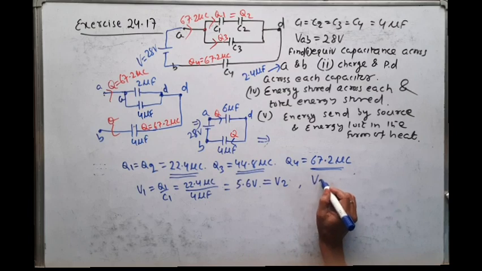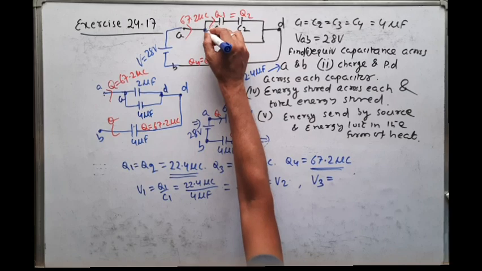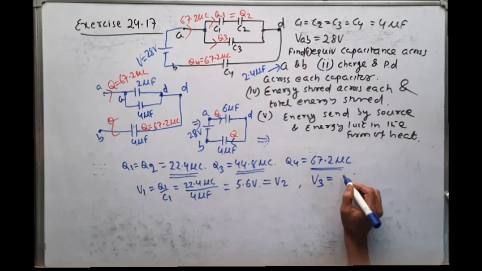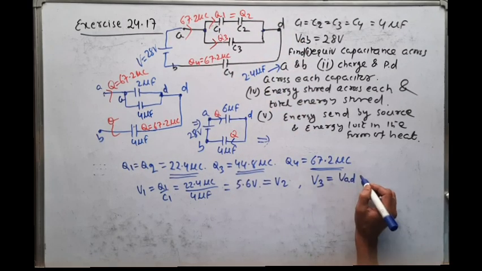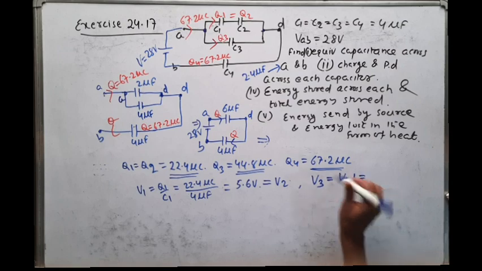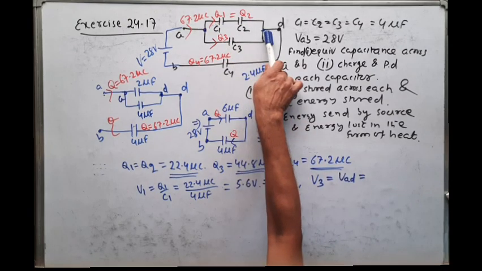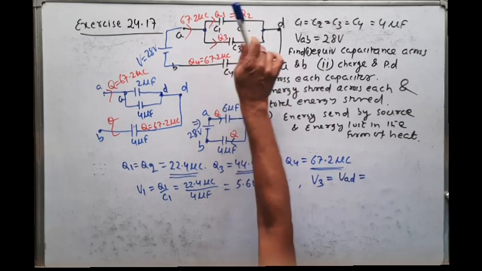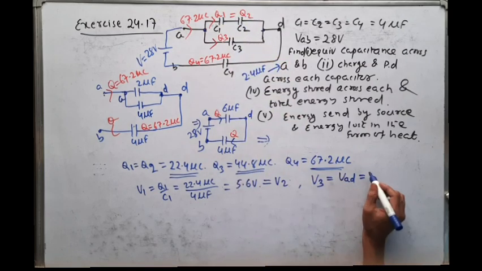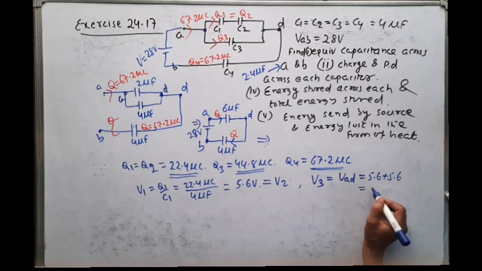Then what is the voltage across C3? Voltage across C3 is nothing but V3. V3 is equal to the voltage between A to D. So that is the voltage across A to D, which we have already got, or VAD is nothing but the voltage across this C1 plus this C2. That is 5.6 plus 5.6, which is equal to 11.2 volt.